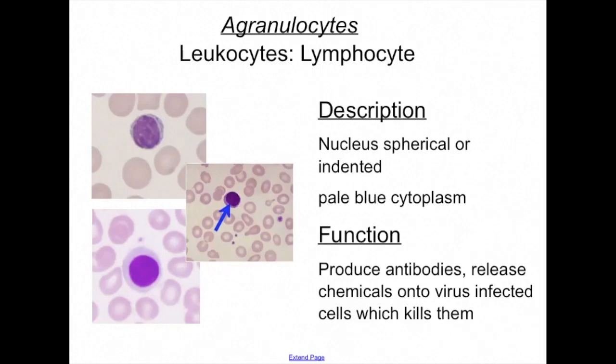They only account for 25% of the white blood cell population, and they are the second most common leukocyte in the blood. When stained, a typical lymphocyte will have a large dark purple nucleus that occupies most of the cell volume. Sometimes you can even see a halo of the cytoplasm around the dark nucleus, as you can see in this photo right here. Sometimes you won't even see the cytoplasm, you'll just see a dark mass, but you won't see any granulation. The function is also to produce antibodies and release chemicals onto various infected cells, which will kill them.